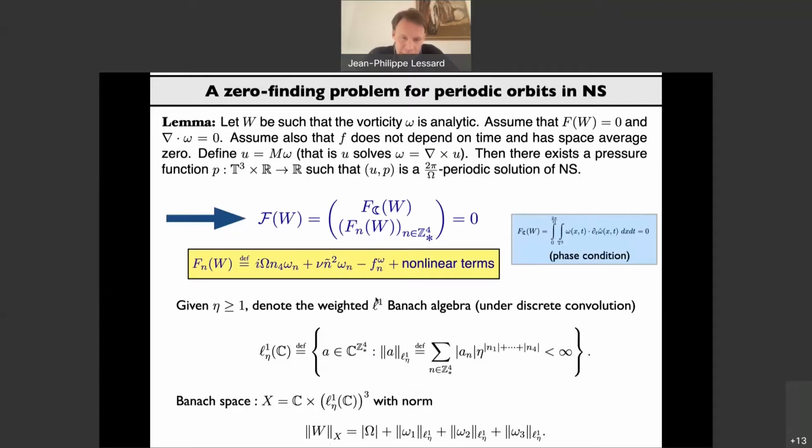satisfying the following: each of the L eta 1 is a Banach algebra under discrete convolution. What does that mean? That seems a bit daunting for those of you who have not seen what a Banach algebra is, but it only means that if you have a Banach space with a product, which is not always the case, and the product in that case is discrete convolution, so you can multiply two sequences of Fourier coefficients by discrete convolution, then with that choice of norm, the norm of the product is less or equal than the product of the norms.